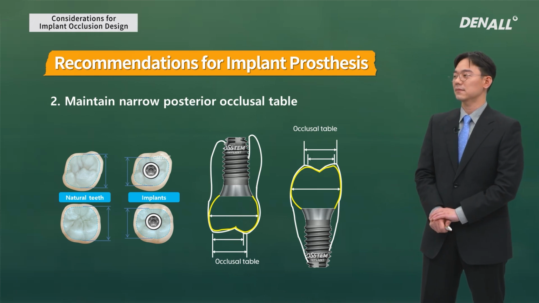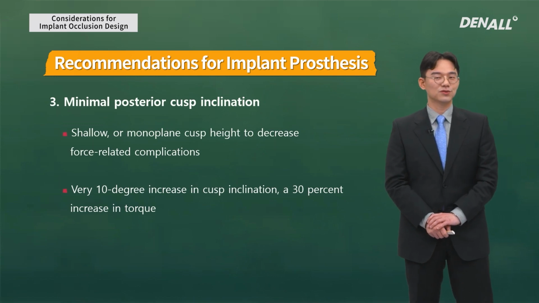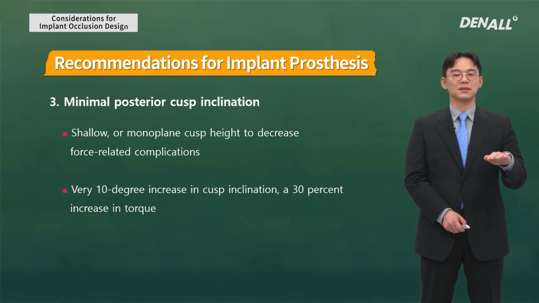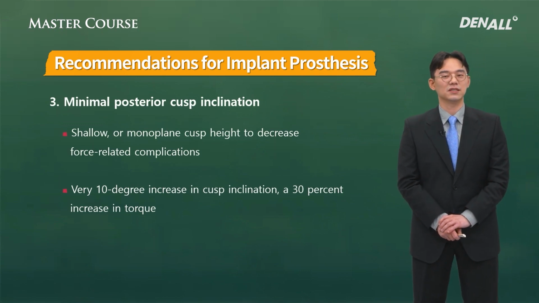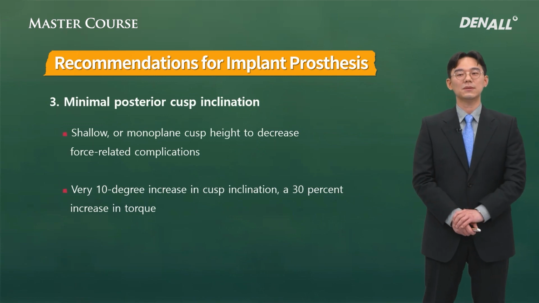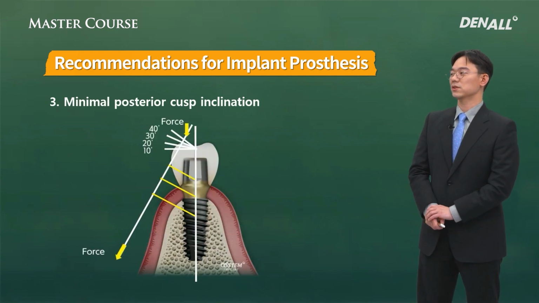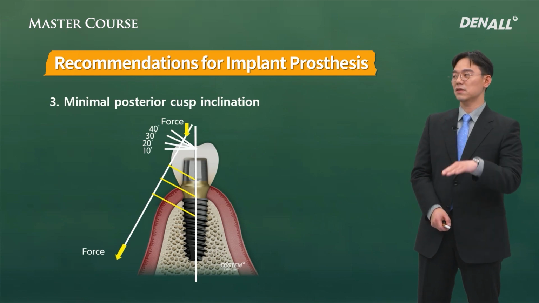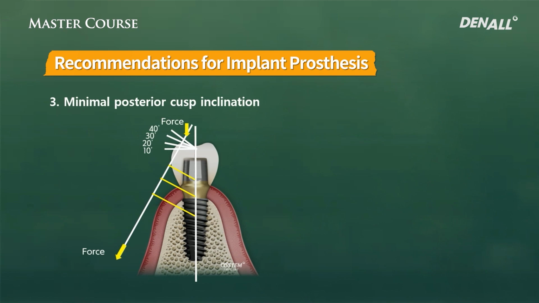Third, we need to minimize the cusp inclination. Shallow or monoplane cusp height decreases the force-related complications. It's reported that every 10 degree increase in cusp inclination produces a 30% increase in torque. In the picture, if you make the cusp flat, the hazardous factor would be reduced.